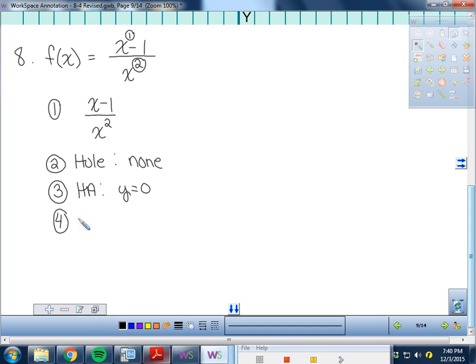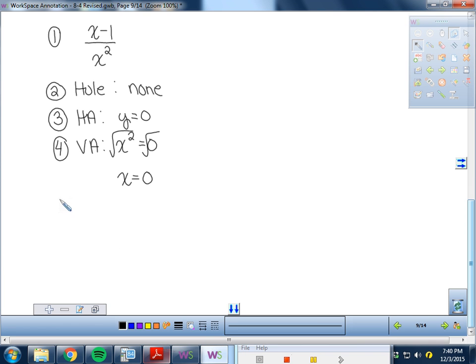Alright, step 4. It's all about my vertical asymptote. So I'm going to look at my denominator that I have already factored, which I couldn't. I'm going to set that equal to 0. I'd have to square root here. So I get x equals the square root of 0, which is just 0. So I have a vertical asymptote at 0. And then I need to find my x-intercepts.